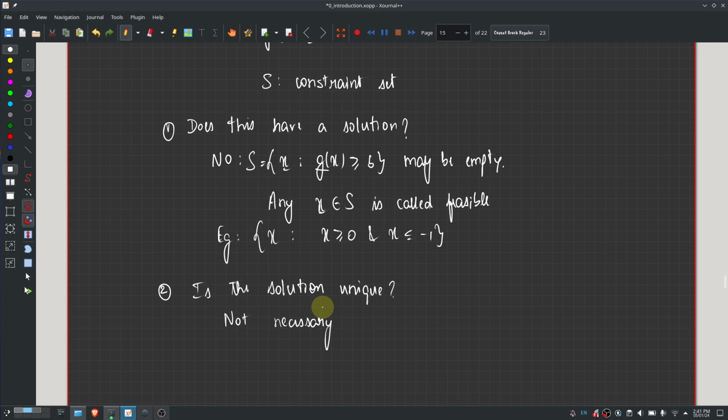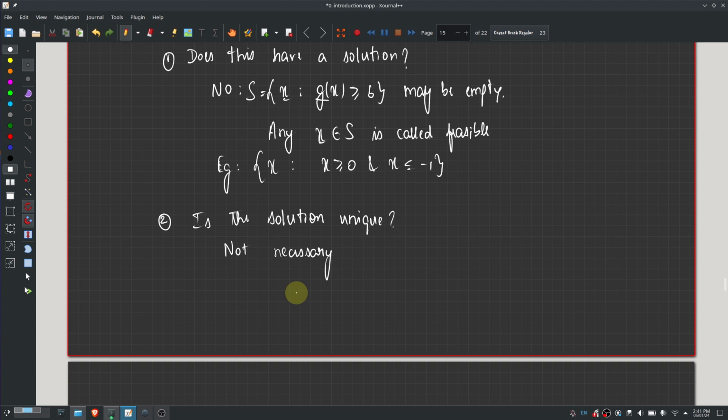Y equal to x square. So f of x equal to x square. But what are the constraints? Okay. So suppose I take f of x equal to x square minus 1. Where will it be minimum? It will be at x equal to 1. Sorry, x equal to 0. So there exists a unique solution for minimizing this particular problem.